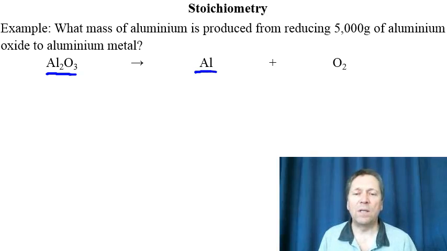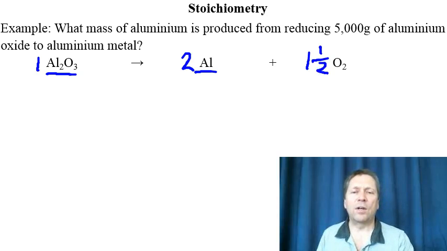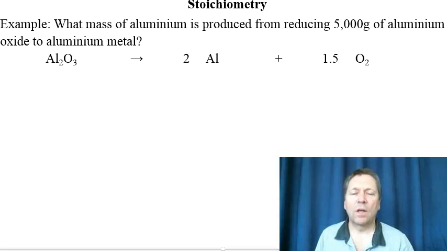We've got some aluminium here. We're going to produce twice as much aluminium as the number of moles of aluminium oxide that we use. Then we'll also produce some oxygen. We're going to make 1.5 moles of oxygen over this side. Okay, now our equation is balanced. We move to the next stage.